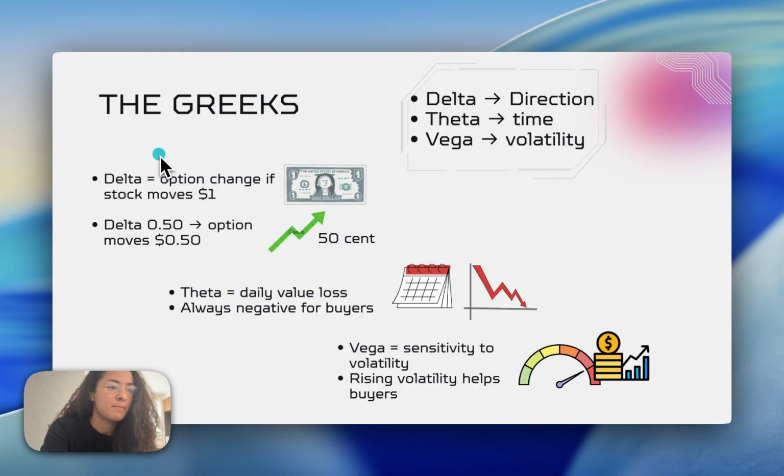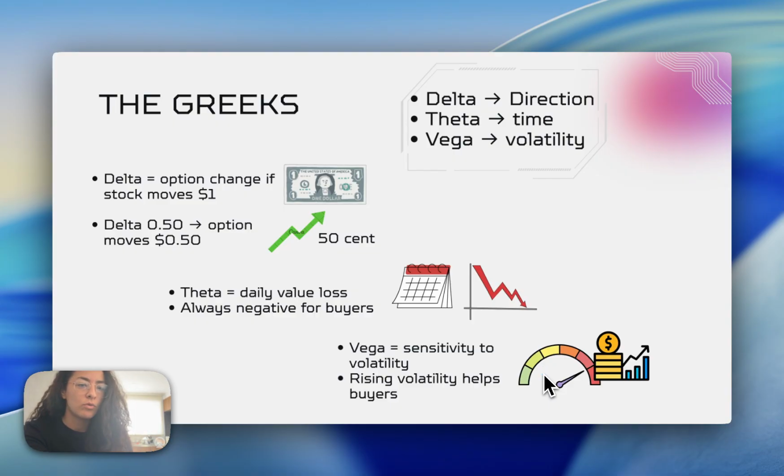So the delta measures how the option price changes if the stock moves $1. So for example, if the delta of our option is 0.50, for every dollar that the stock moves, our option will change by 50 cents. The theta measures the time decay. So it's the daily value loss, because we said that as time passes, the option loses value. You always see it as a negative number for buyers. The vega measures the sensitivity to volatility. So as we said before, rising volatility helps buyers.